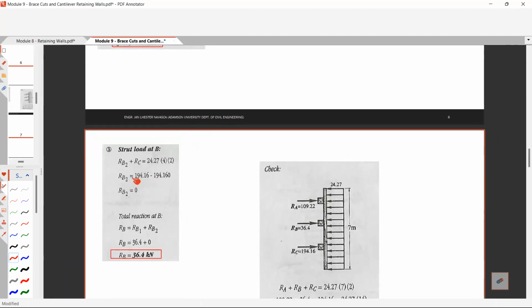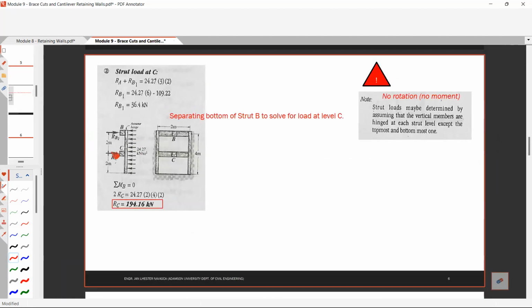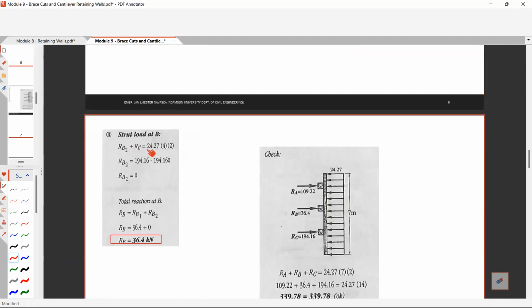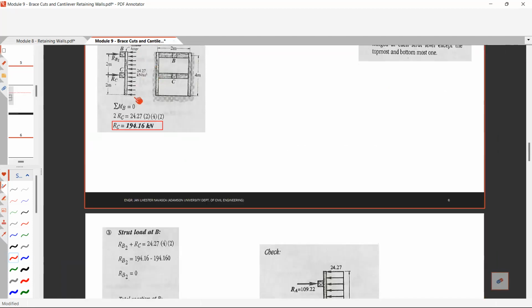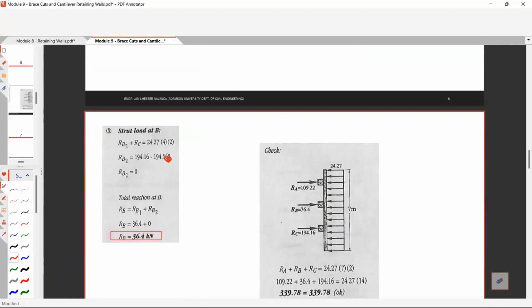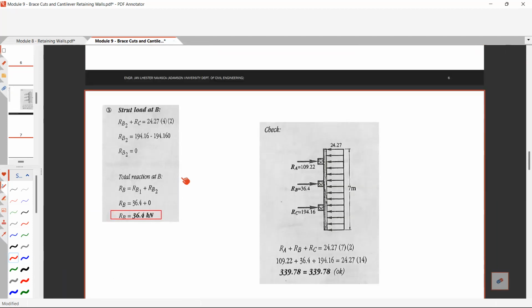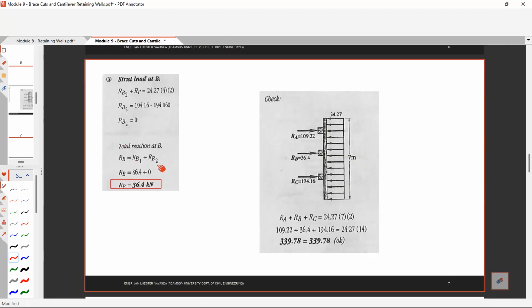Then solving for the strut load at B, now we can solve for RB2. So considering this lower portion of the free body diagram, RB2 plus RC is equals to 24.27 times 4 meter length times 2 center to center spacing. You have this RB2 equals to 0. So therefore, the total reaction at B is the summation of your RB1 and RB2, which is 36.4 plus 0, which is 36.4 kilonewton. Reaction at B, or the strut load at B.